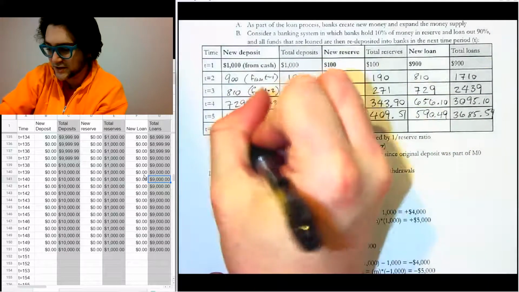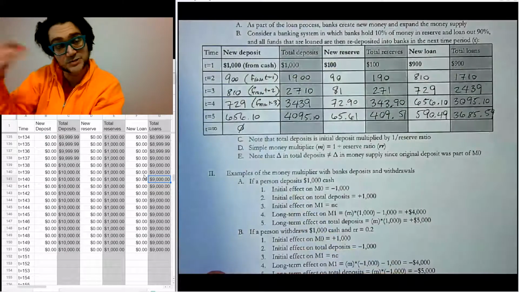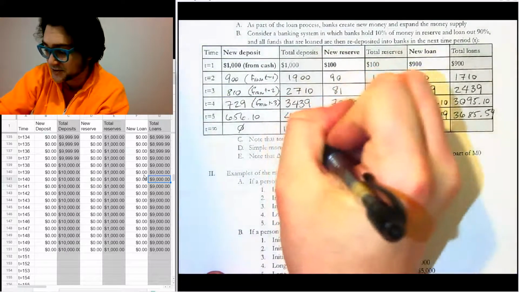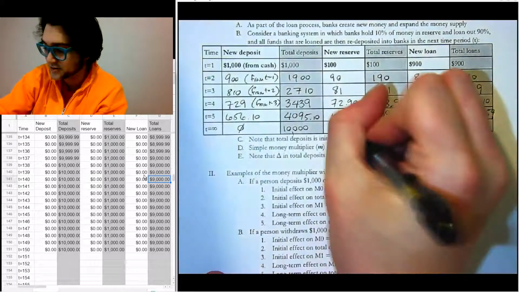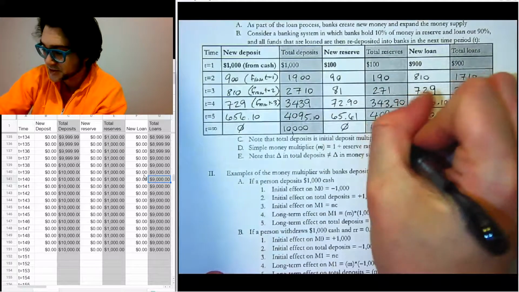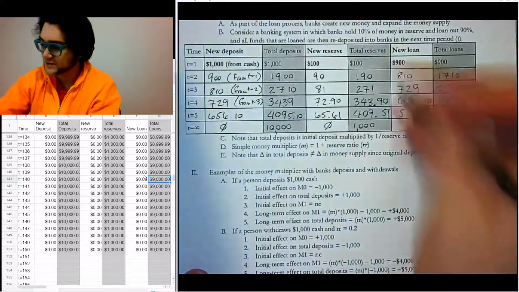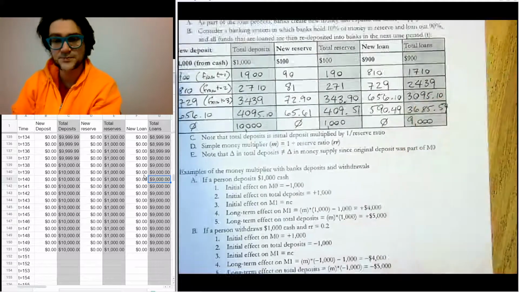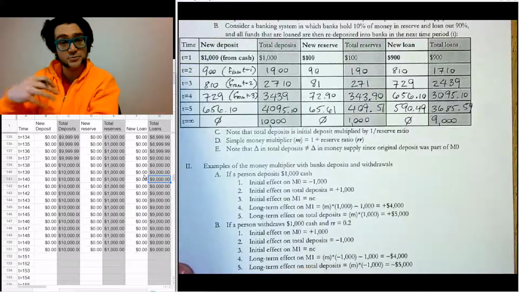So we know that eventually that new deposit goes to zero because there's no leftover 10%, but this one eventually goes to $10,000. This one goes to zero. This one eventually goes to $1,000. This one goes to zero, and this one goes to $9,000. Now, in fact, we didn't have to have a spreadsheet to do that.